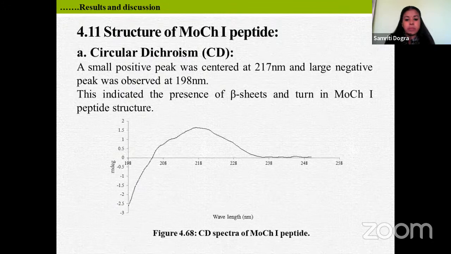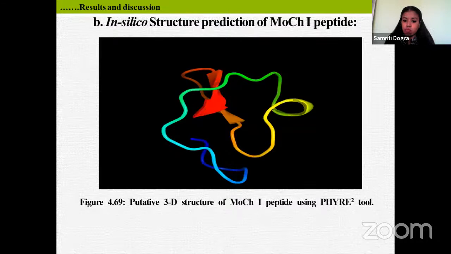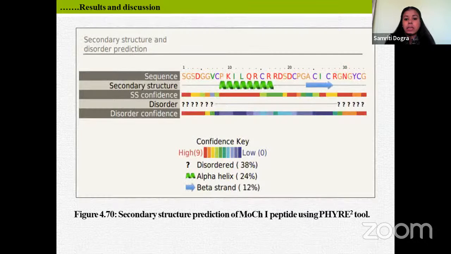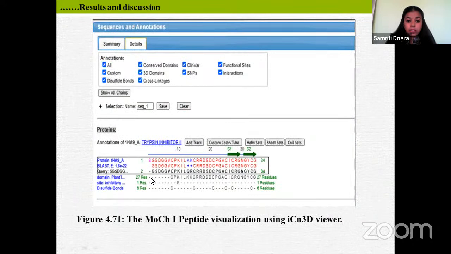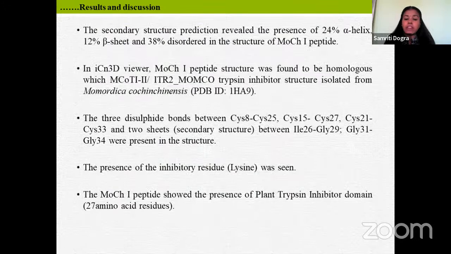This is the in silico structure prediction of MOCH1 using the Phyre2 tool. It shows the presence of alpha helix and beta strand, and 38% is disordered. It shows the six cysteine residues and a reactive inhibitory site at the 10th position for lysine, and shows homology with the plant trypsin inhibitor domain. The secondary structure prediction reveals 24% alpha helix, 12% beta sheets, and 38% disordered in the structure of the MOCH1 peptide. In the Cn3D viewer, the MOCH1 peptide was found to be homologous with MCoTI-I and II trypsin inhibitor structures isolated from Momordica cochinchinensis.